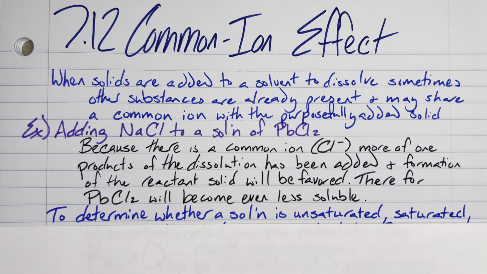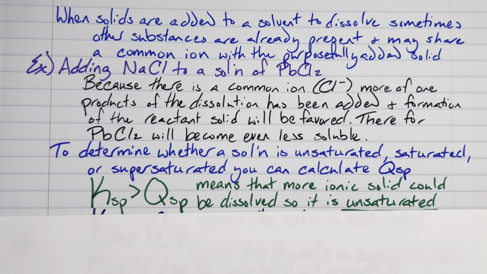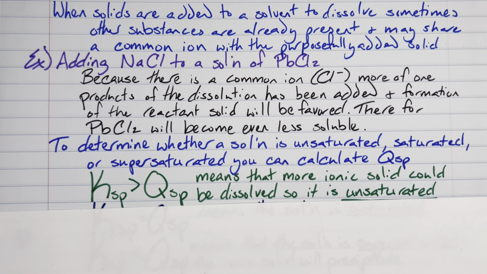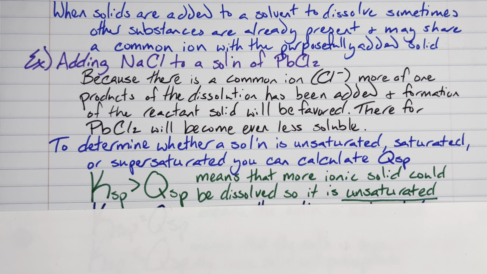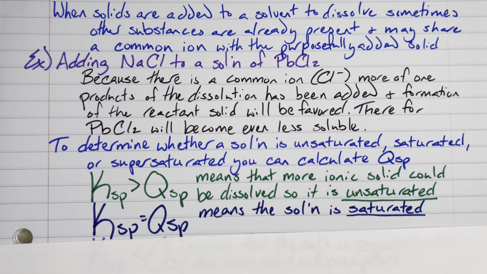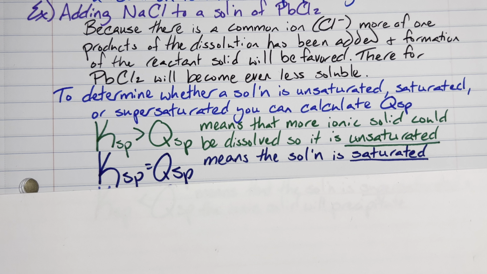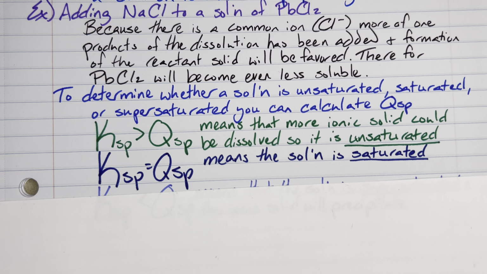To be able to determine whether a solution is unsaturated, saturated, or supersaturated, you can calculate the QSP. If the KSP is greater than the QSP, that means that we would be capable of dissolving more of the ionic solid, and so the solution is currently unsaturated. If the KSP is equal to the QSP, that means that we have dissolved exactly as much of that ionic solid as we are capable of dissolving. So our solution is saturated.